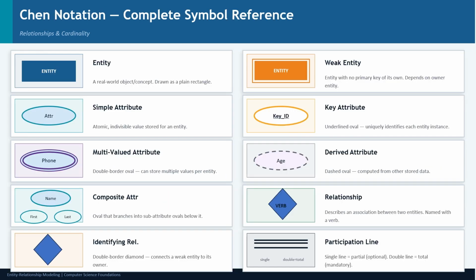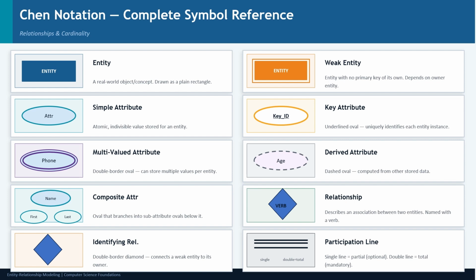This slide is your complete Chen notation reference. Let's walk through every symbol. Entity, a plain rectangle. Strong entity, independent existence. Weak entity, a double-bordered rectangle. It depends on a parent entity and has no primary key of its own.